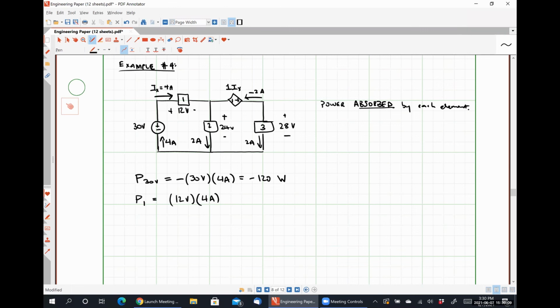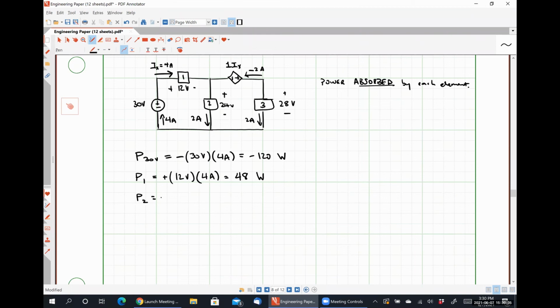All right, and is the current flowing into the positive polarity terminal or the negative polarity terminal? Positive polarity terminal, okay? Because we are calculating the absorbed power, that means that we have a positive sign here. So we simply multiply 12 and 4 and we get 48 watts.